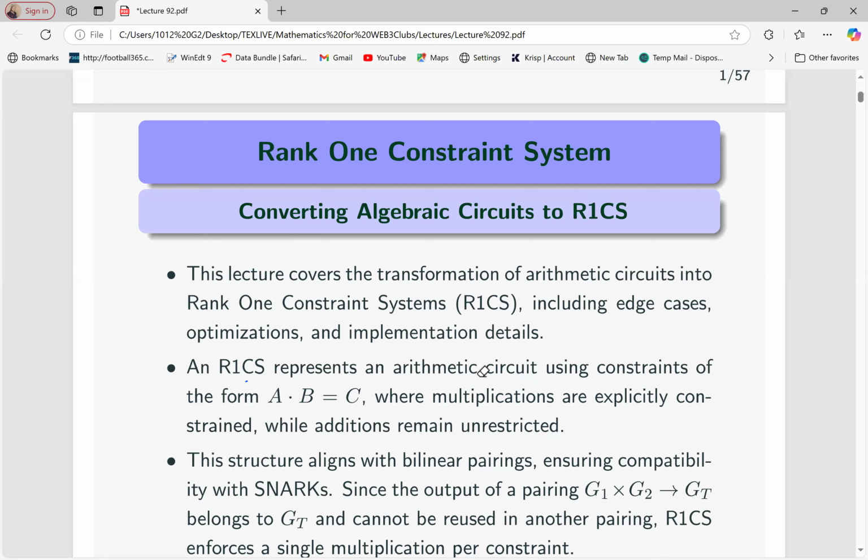So what we should be doing is, once you have an equation, we want to ensure that this equation has only one multiplication. That is our goal. Once we achieve that, our equation is now in a rank 1 constraint format.